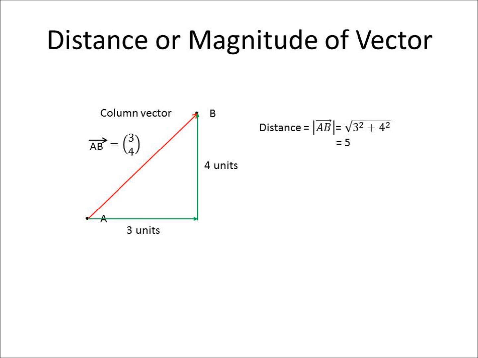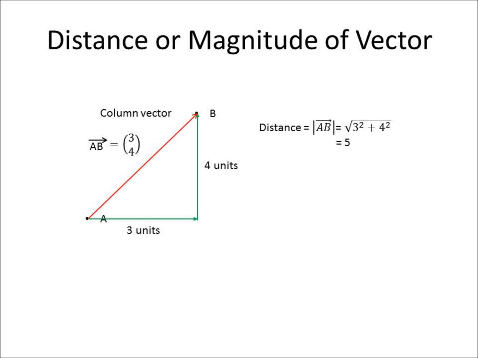The symbol to represent finding the distance of a vector is the modulus sign, also called the absolute sign, with the vector AB written inside. Then we continue to find the magnitude using Pythagoras theorem, and we get 5 as the answer.